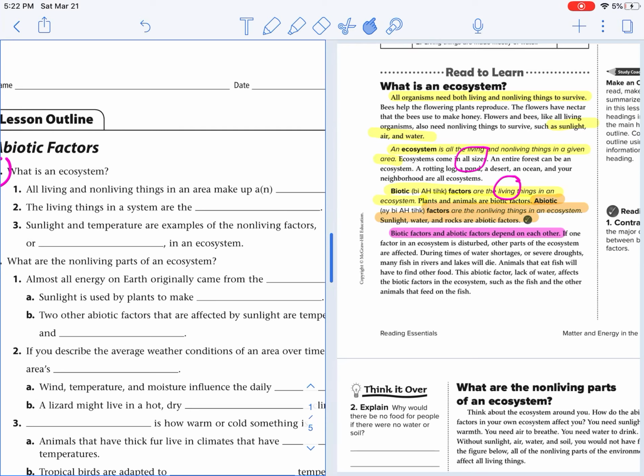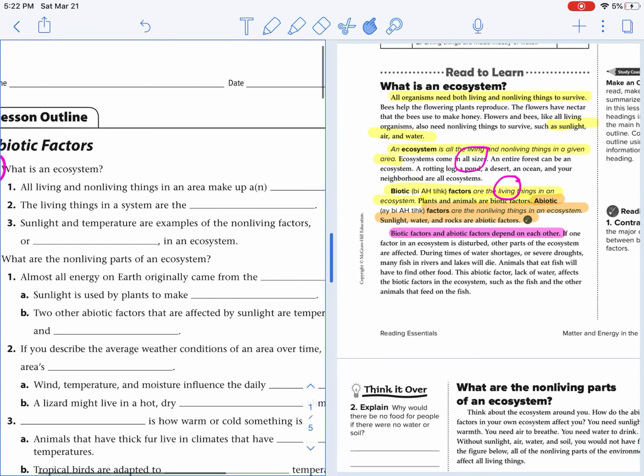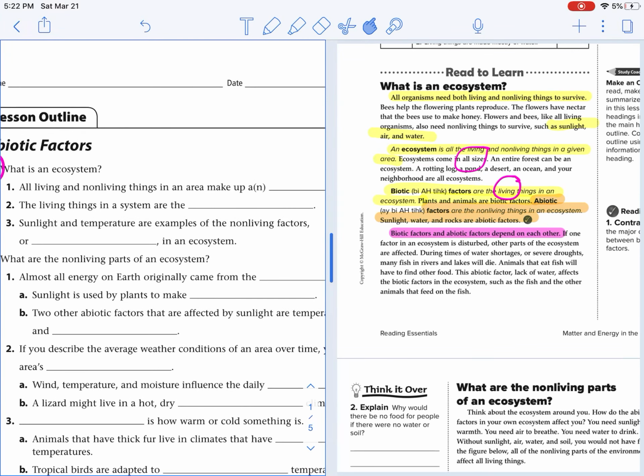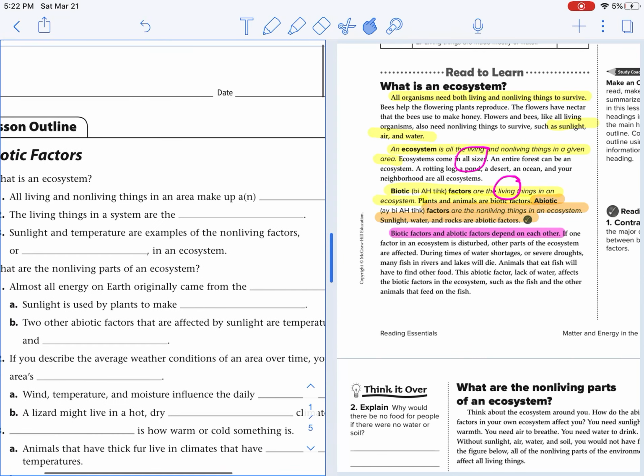What is an ecosystem? All living and non-living things in an area make up an ecosystem. The living things in a system are biotic factors. Sunlight and temperature are examples of the non-living factors, or abiotic factors, in an ecosystem.